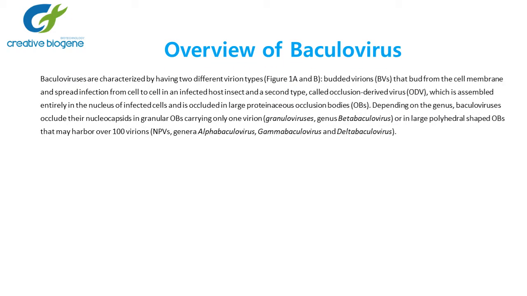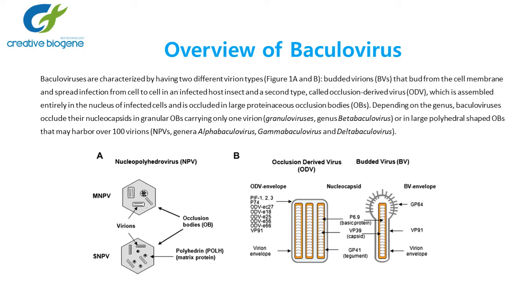Baculoviruses are characterized by having two different variant types, as shown in figure 1a and b. Budded variants bud from the cell membrane and spread infection from cell to cell in an infected host insect, and a second type, called occlusion-derived virus, is assembled entirely in the nucleus of infected cells and is occluded in large proteinaceous occlusion bodies. Depending on the genus, baculoviruses occlude the nucleocapsids in granular OBs carrying only one variant, or in large polyhedral-shaped OBs that may harbor over 100 variants.